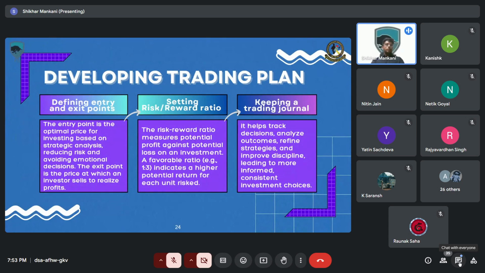And now, how do you make a trading plan? I'll just explain it shortly. First of all, you determine your goals. What are your goals? How much profit do you want? How much money do you want to make? And by what time do you want to make it?